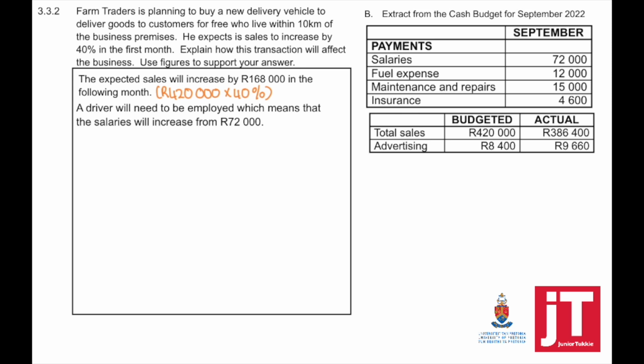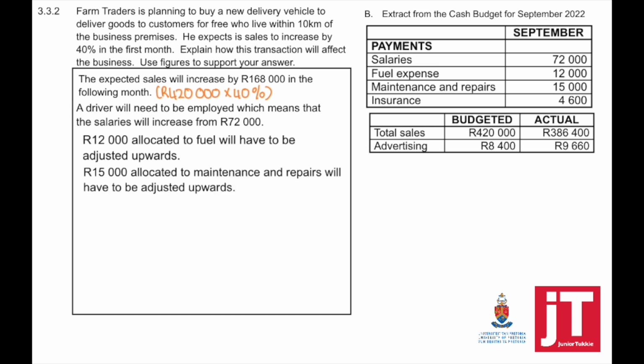If we look at what we need to consider, a driver will need to be employed. Now, if we employ a driver, we need to pay that driver a salary, which means the salaries of 72,000 will need to increase. If we're looking at fuel, we budgeted 12,000. That will need to be adjusted upwards because we're going to spend more on fuel. Remember, within 10 kilometers, we're delivering it to customers for free.